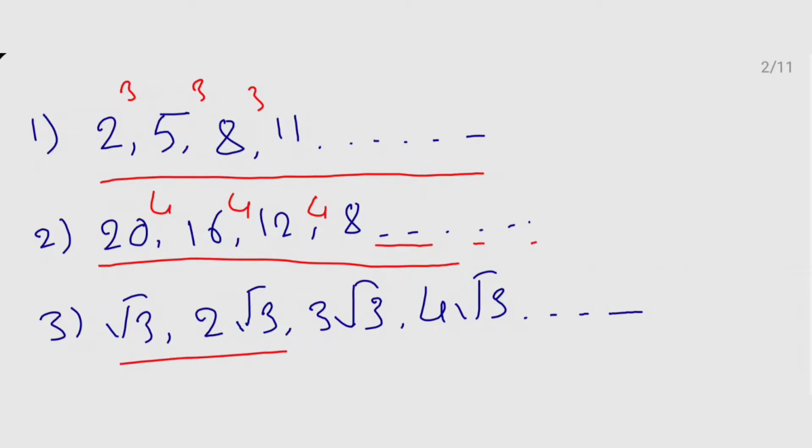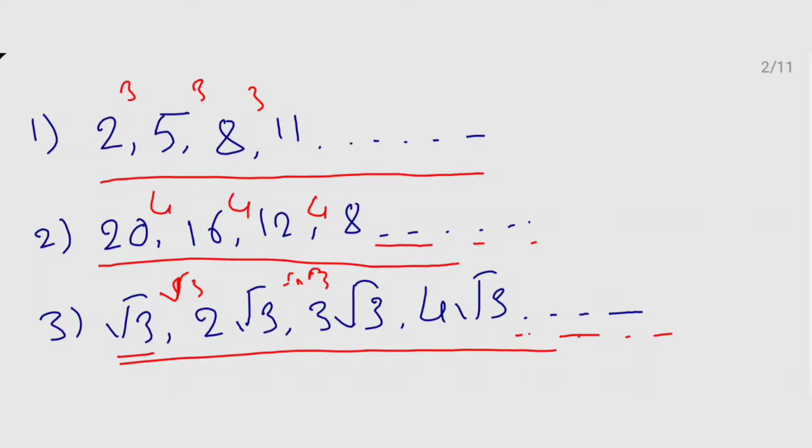And in the third one, the successor number is obtained by adding root 3 to the previous number. See here, root 3 plus root 3 is 2 root 3. 2 root 3 plus root 3 is 3 root 3. 3 root 3 plus root 3 is 4 root 3, and so on. So such patterns are called a sequence. In a sequence, the next number is obtained by some particular rule. So here adding or subtracting are particular rules, right?